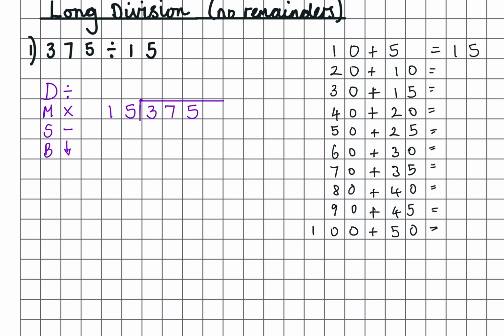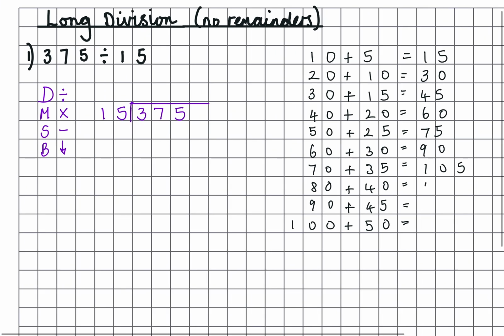So what I'm doing is I've just gone down in my 10 times table, gone down in my 5 times table, so it's not too difficult for me to do. Add these two together: 45, 60, 75, 90, 105, 120, 135, and 150. So what I've got here now is all of my 15 times tables up to 15 times 10. Now I'll go back to my question.